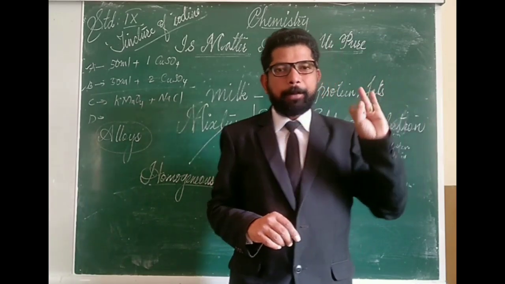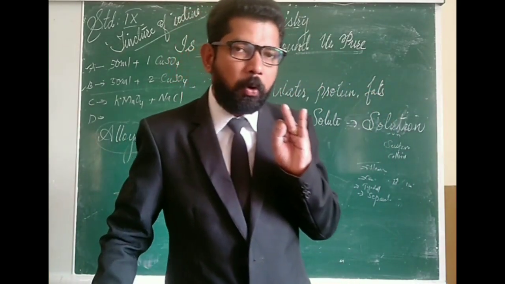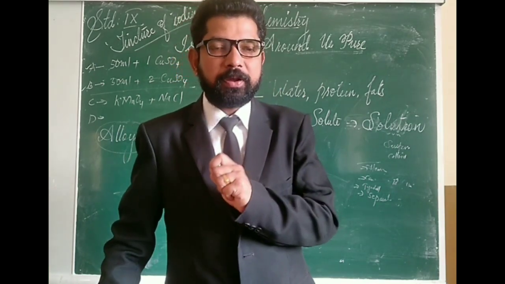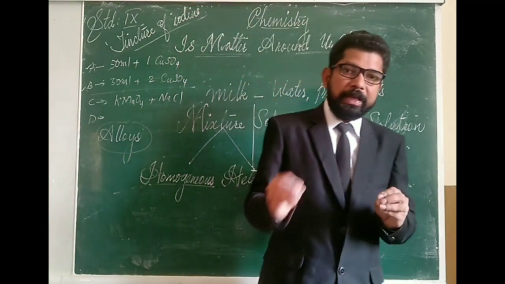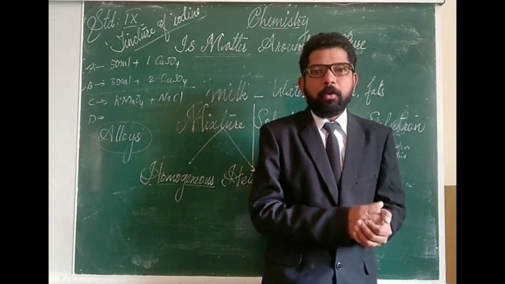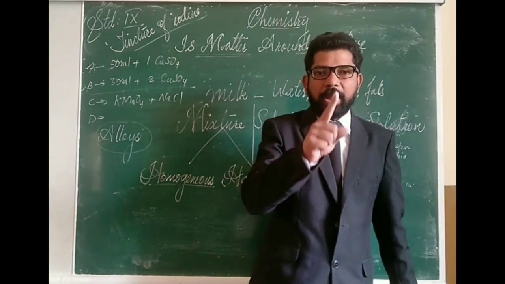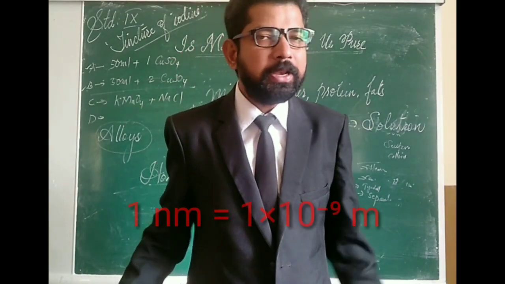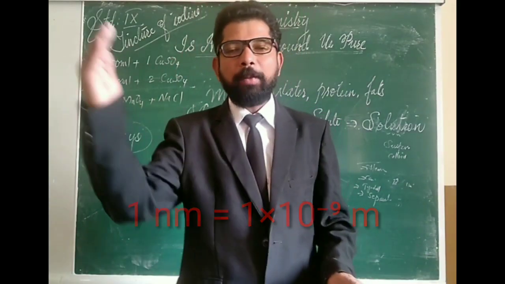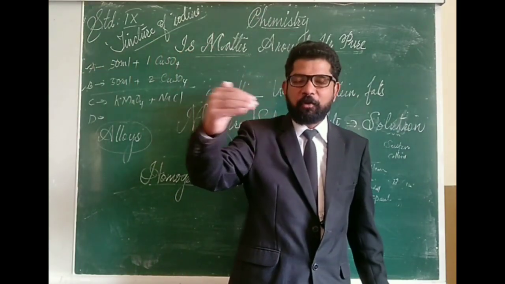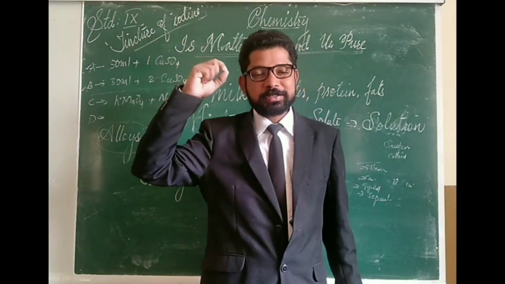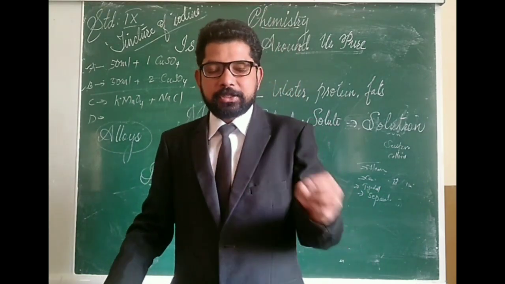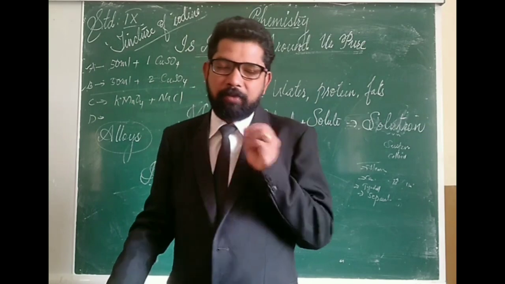Second point, the particle size is very, very small, in the order of less than one nanometer. What is meant by nanometer? One nanometer is equal to 10 raised to minus 9 meter. You can imagine the size: 1 meter divided by 1 followed by 9 zeros gives 1 nanometer. Size of the particle is less than 1 nanometer.